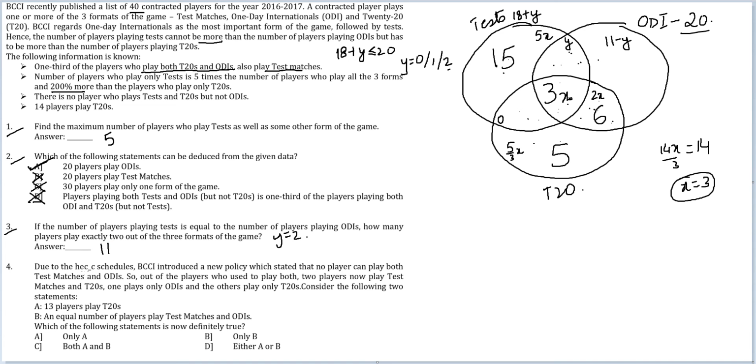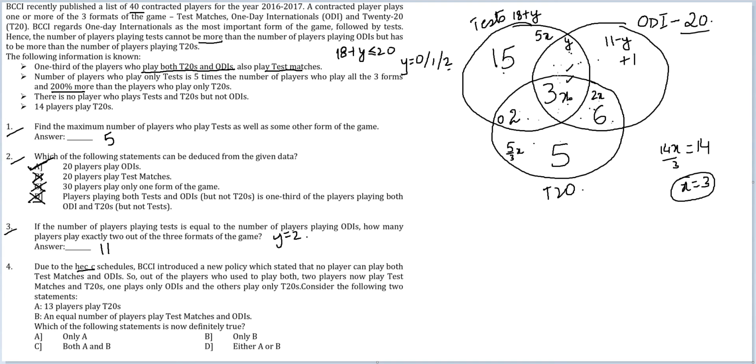Last question. Due to the hectic schedules, the word has been misprinted. BCCI introduces a new policy which stated that no player can play both test matches and ODIs. So these two regions here have to turn to 0. Out of the players who used to play both, 2 players now play test matches and T20s. So this has become 2 now. 2 people have shifted here. 1 plays only ODIs, so this has increased by 1. And the others play only T20s.